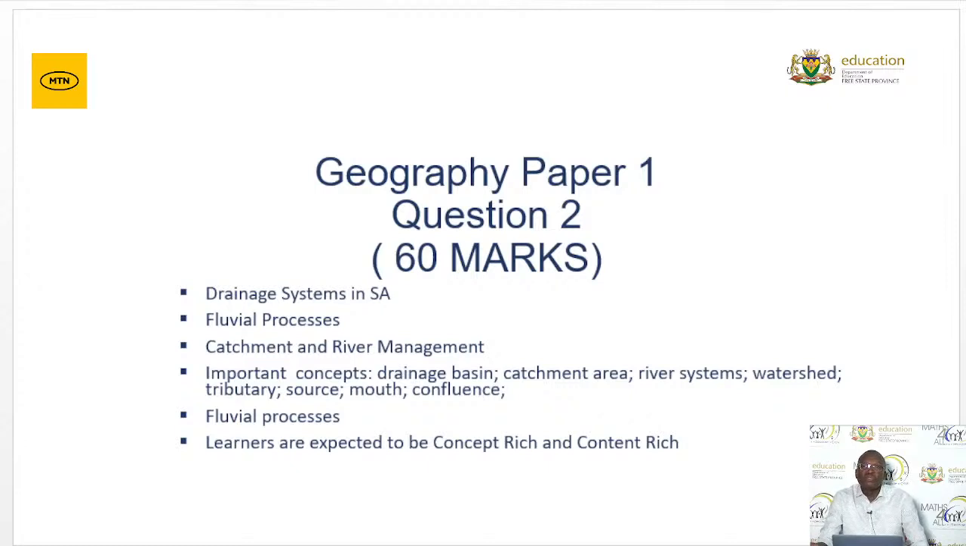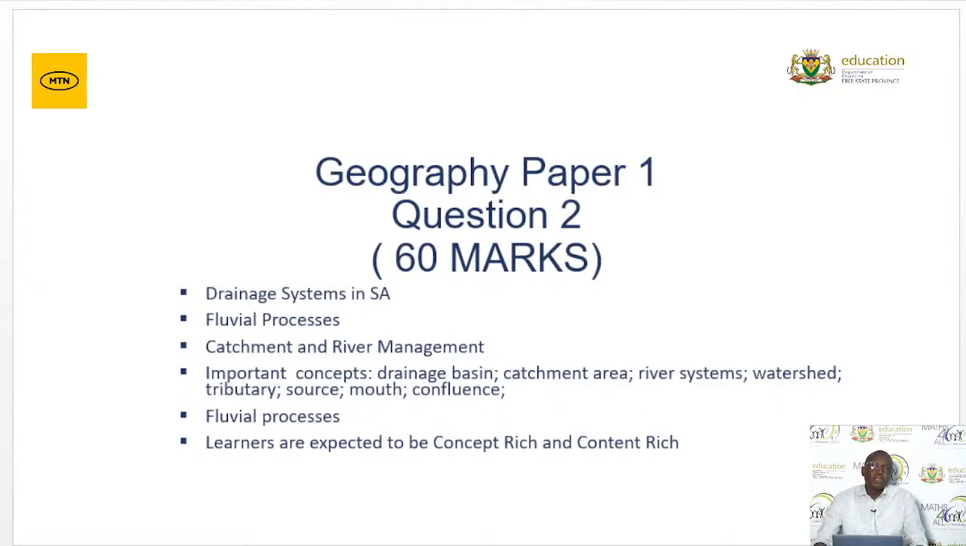So that means you must be able to know your delta, your braided stream, the processes behind each: delta, braided streams, floodplains, levees. All those processes that are happening at the lower course, you must be able to explain each and every feature that is developing at the lower course there. So you must know that.